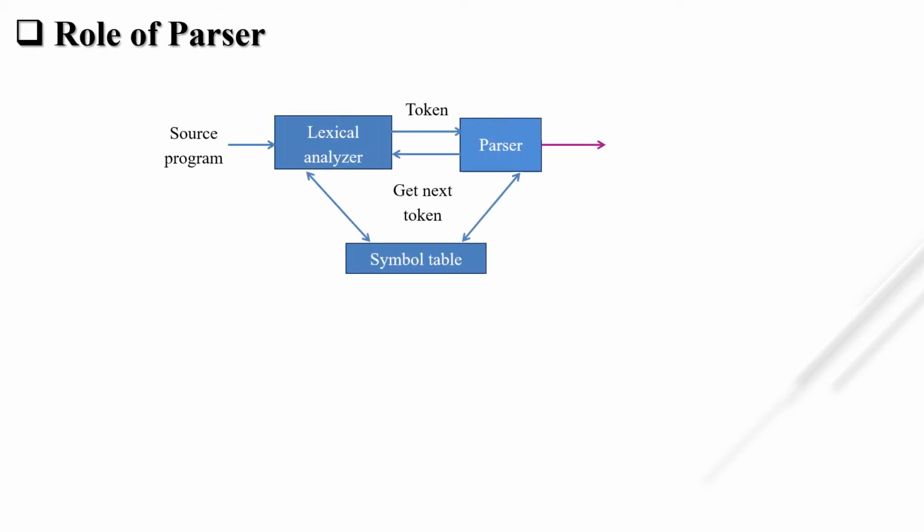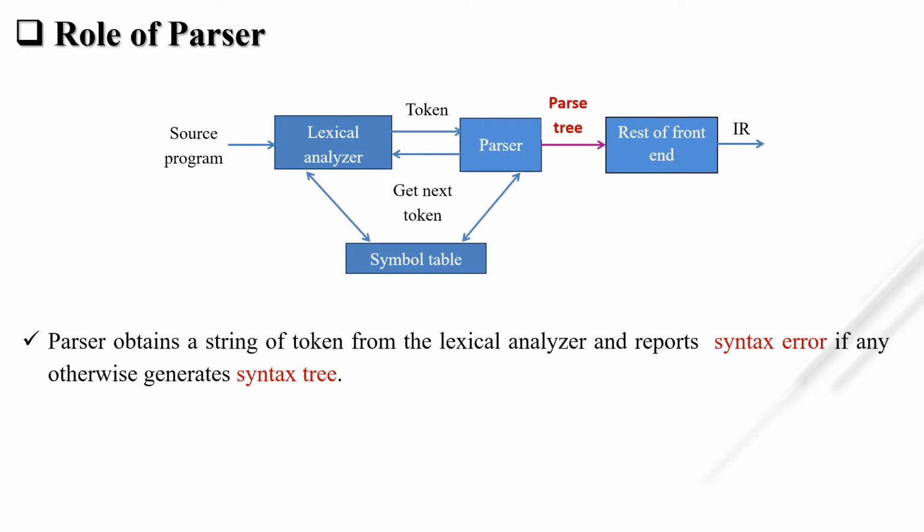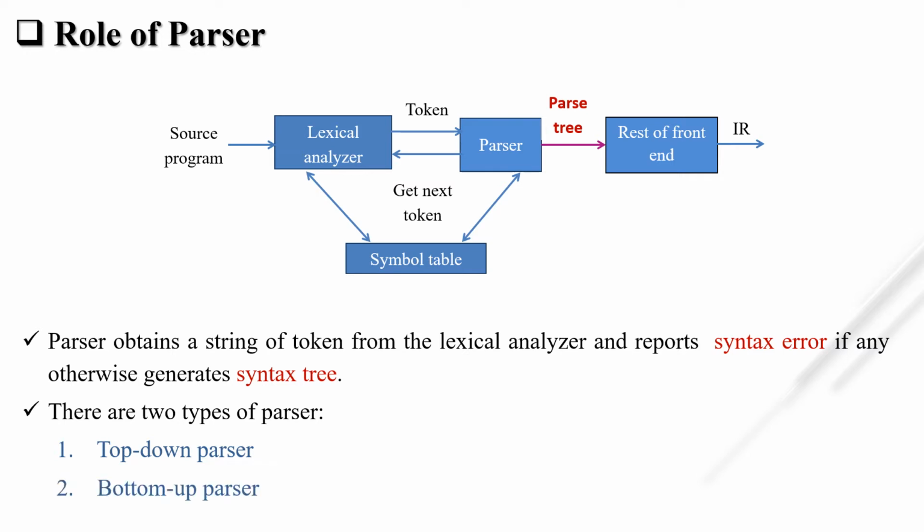So the first topic is the role of parser. Parser obtains strings of tokens produced as an output of the lexical analyzer. Parser then groups the tokens appearing in its input as a statement to identify larger structure in the program. If any syntax error is found, it reports it and implements a recovery technique. This figure shows the position of parser in the compiler model. So there are basically two types of parser. First one is top-down parser and second one is bottom-up parser.